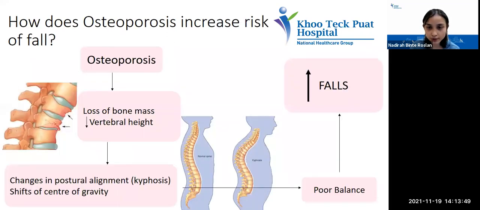So how does osteoporosis potentially increase the risk of falls? As osteoporosis results in loss of bone mass, the vertebral bones in the spine weaken and are susceptible to fracture that typically occurs in a wedge shape, with the front of the vertebra collapsing and losing its height, while the back of the vertebra maintains its height. As the front part of the bone is crushed, that segment of the spine tips forward, resulting in an excessive kyphotic curve and forward stoop posture. With kyphosis, this causes a change in postural alignment and shifts the center of gravity more forwards and downwards, hence resulting in poorer balance control, thus increasing the risk of falls.